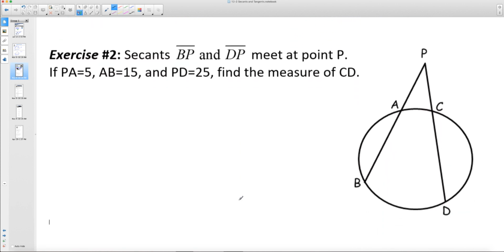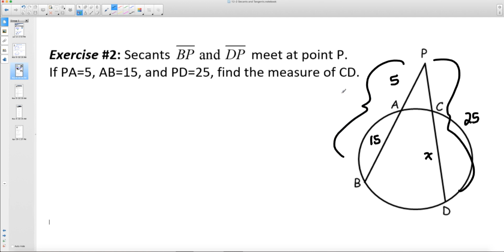So looking at this next one, again, two secants. PA is 5. AB is 15. PD, the whole thing, is 25. Find the measure of CD. I'll call this x. Okay, let's fill in our last piece. This whole thing is 20. And then we want to know what PC is. If the whole thing is 25 and CD is x, well, then that's going to be 25 minus x.